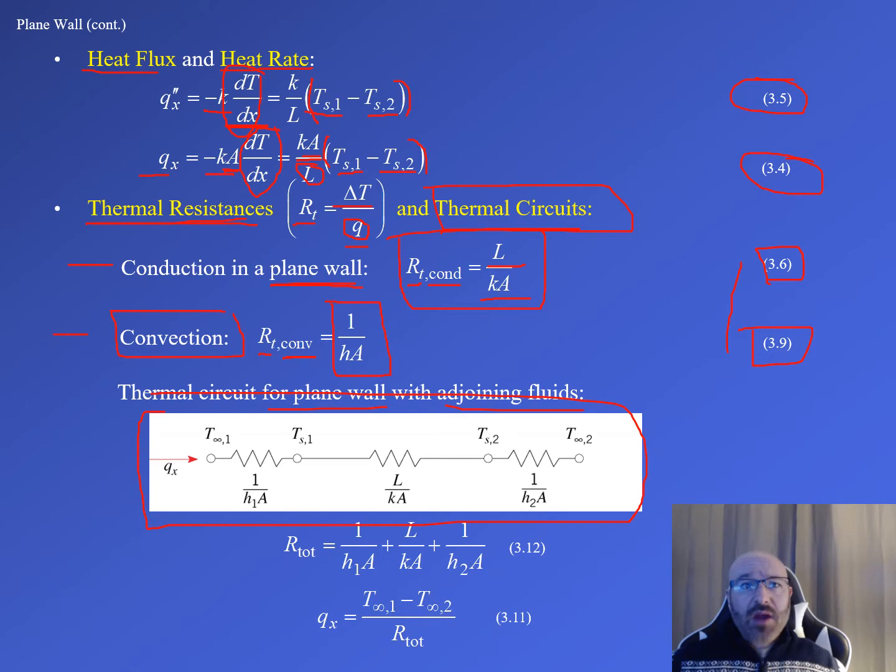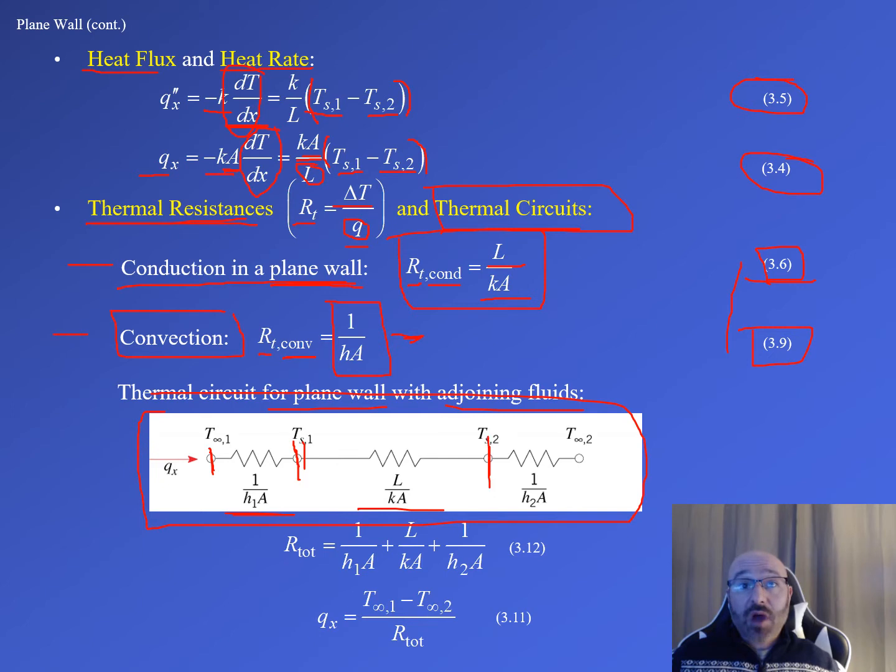From that, we can ask ourselves, from this point to this point, from our surrounding fluid temperature to our surface temperature, what do we have going on there? Well, that's convection, so I'm going to use my convection term from 3.9. From surface 1 to surface 2, when we're going through the wall itself, what's going on there? That's going to be conduction as I'm going through the plane wall, which goes back to relationship 3.6. I have this L over kA. That's where I come up with that for conduction.